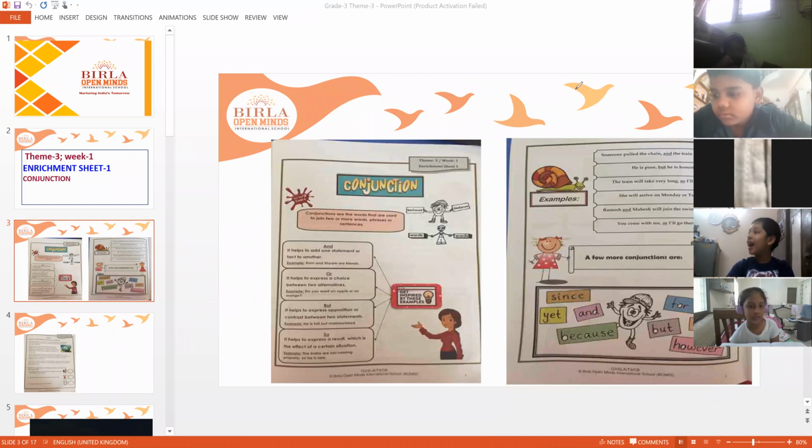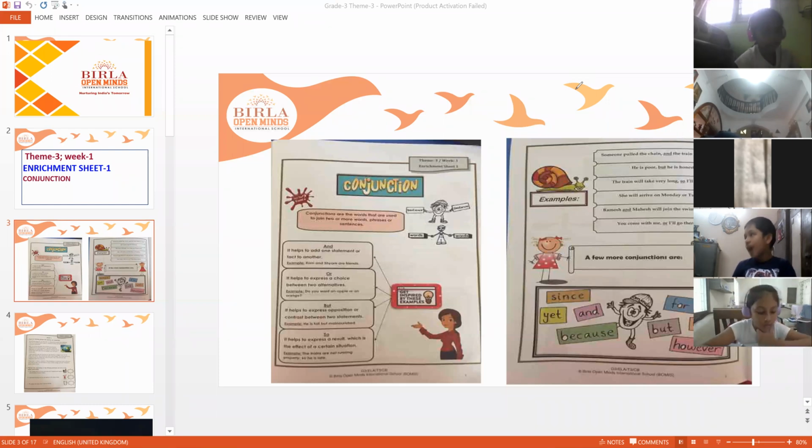These are a few examples we have taken here: and, or, but, so. But you can see there are so many conjunctions. Still, you can see a colorful box is given for you. Since, yet, and, because, for, but, until, however. These are also a few examples of conjunctions.